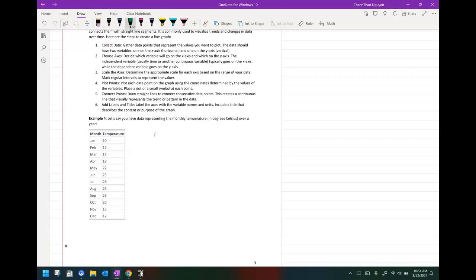So here we have a graph representing the temperature. The x-axis is the month. The y-axis represents the temperature. Note that the highest temperature here is about 28, so I will divide my scale in steps of 5: 5, 10, 15, 20, 25, 30. And at the bottom we have months, so 12 months.